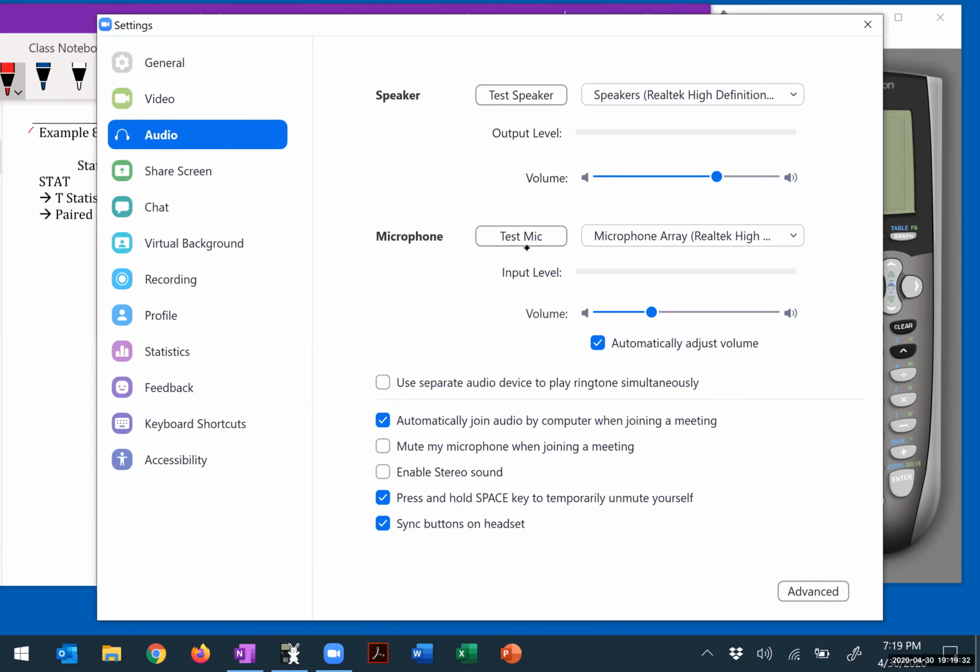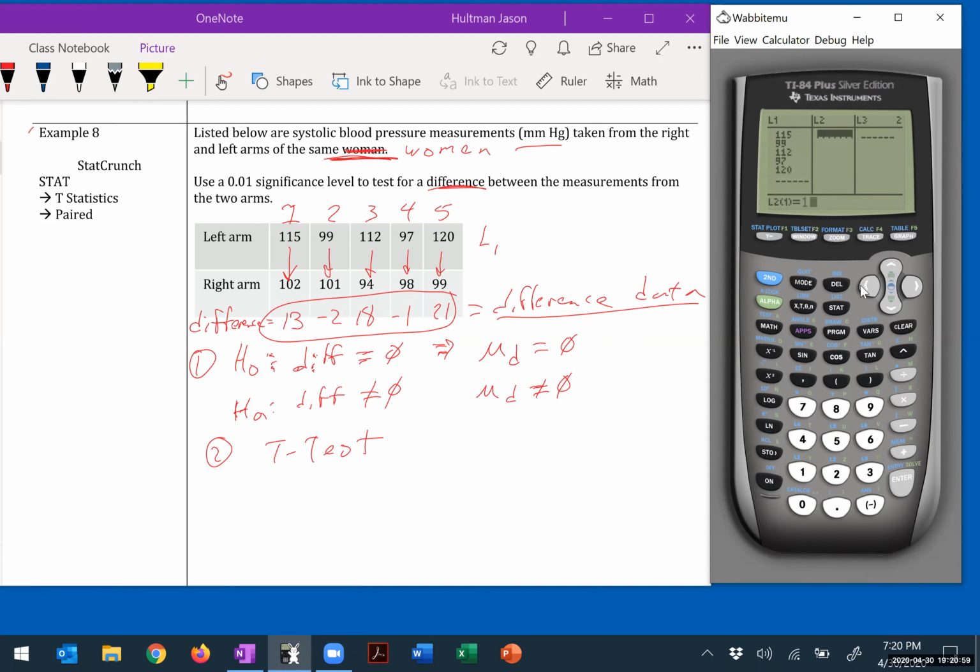What's the right arm going to be? Well, the right arm is going to be list 2. So let's go over to list 2. List 2 is going to be the right arm, 102, because I want to know, is there any significant difference between the arms? 102, 99, 101, 94, 98, and 99.